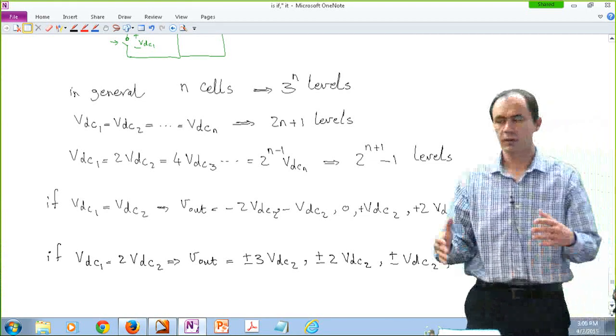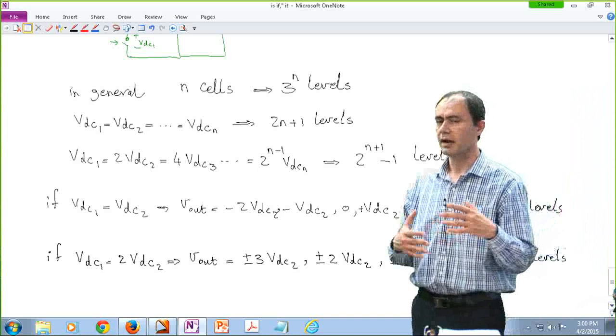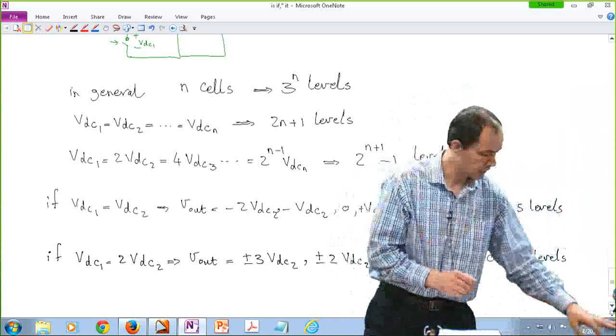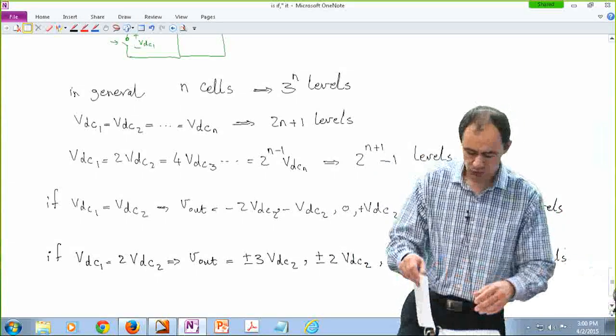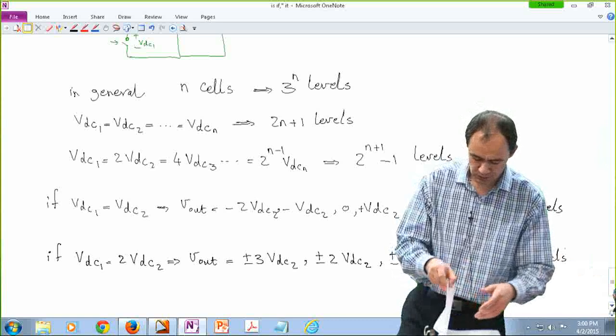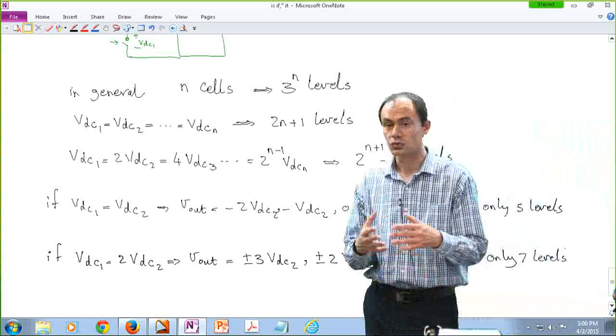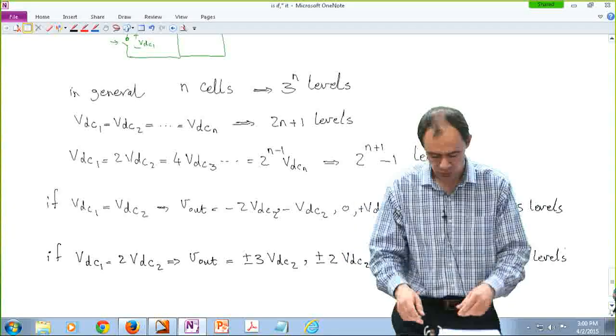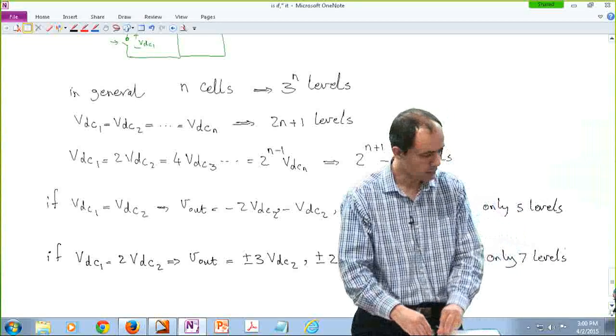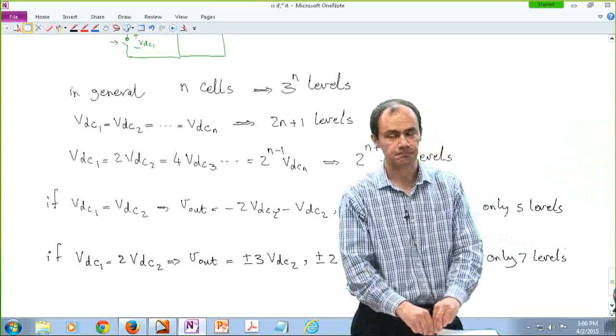And in those papers that I mentioned, if you have two H-bridges, we don't have two sources, we only have one source and one capacitor. We are using those redundant stages to charge or discharge the capacitor of the second H-bridge. All right. Any questions?